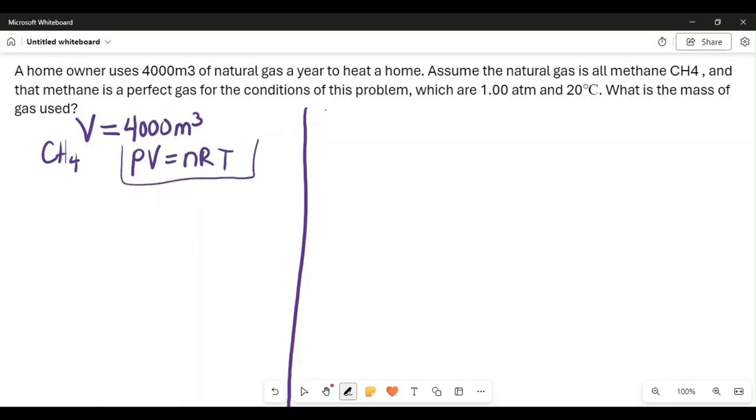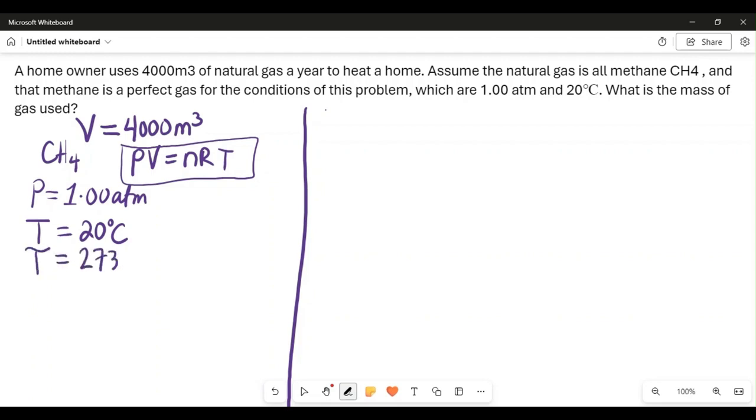So make sure you put this equation, the perfect gas formula or perfect gas equation, in mind. We're told what the pressure is to be 1.00 atmosphere, and we're told what the temperature is to be 20 degrees Celsius. Well, in the perfect gas equation, we never use degrees Celsius. Instead, we have to convert to Kelvin. So temperature is going to be 273.15 plus 20, which is the same thing as saying 293.15 Kelvin. So we've gotten the temperature in kelvins, which is what we want.